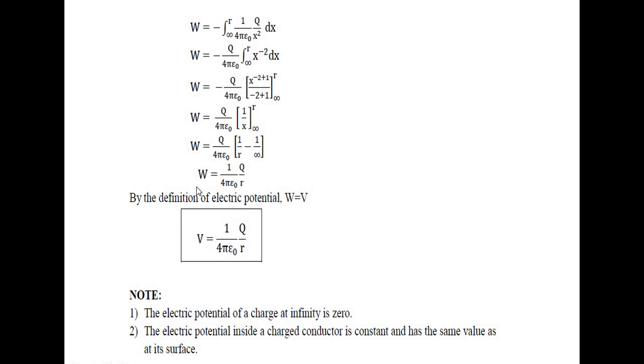So this is the work done. By definition, this work done is equal to electric potential. W is equal to V. The amount of work done in bringing the charge from infinity to the point P is the electric potential at point P. That is why W can be substituted as V. So this is the final expression. This is a very important 5-mark derivation in this chapter, students.